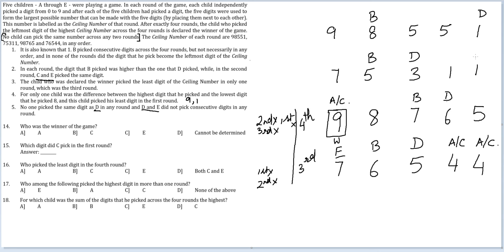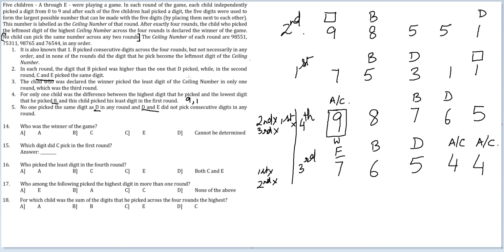Whoever is the winner out of A and C cannot be at this one place, because then that person would have the lowest digit here and also here. So that doesn't work. But whoever has got the highest digit here has also got the lowest digit here, so that the difference between the numbers that he has picked would be 8. And this child picked the least digit in the first round, so this will necessarily be the first round. This will necessarily be the second round. I have identification of rounds for all of these ceiling numbers.